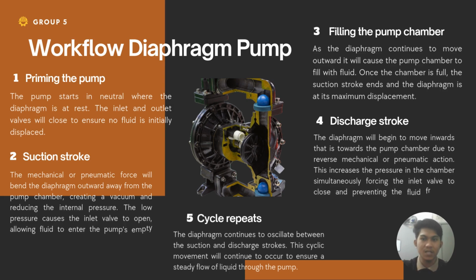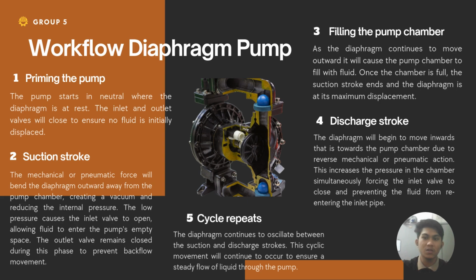Here I will explain the diaphragm pump workflow. First, the pump starts in neutral, where the diaphragm is at rest. The inlet and outlet valves are closed, ensuring no fluid is displaced initially. The diaphragm is then bent outward, away from the pump chamber, by mechanical or pneumatic force. This creates a vacuum in the pump chamber and reduces the pressure.